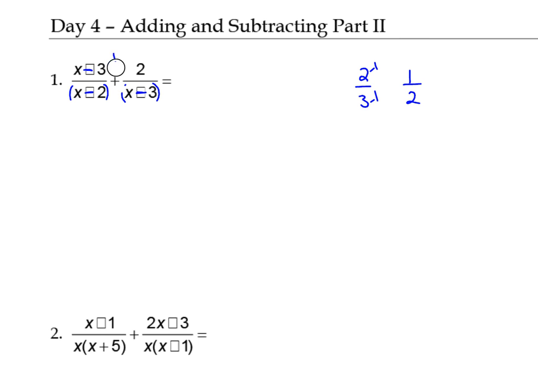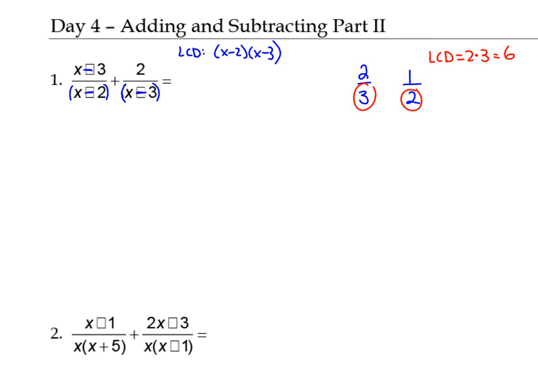So, to make a common denominator, in this case, our lowest common denominator would be the product of the two. Kind of like when you have something like 2/3 plus 1/2, the product of 2 times 3 becomes your LCD, or 6. So the product of the denominators is what's going to be our lowest common denominator. x minus 2 times x minus 3.